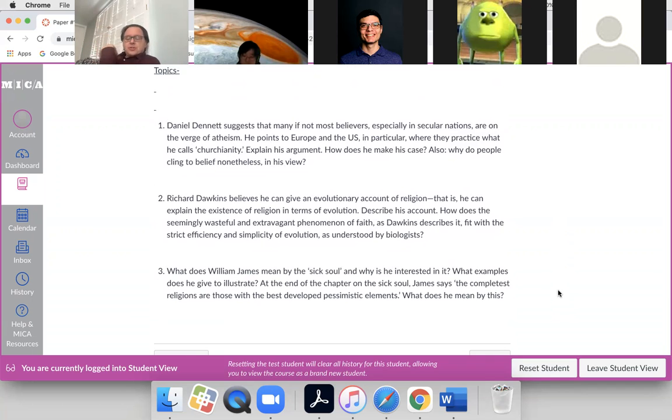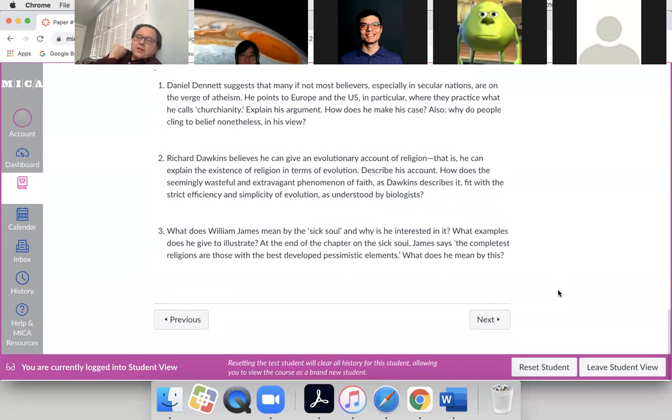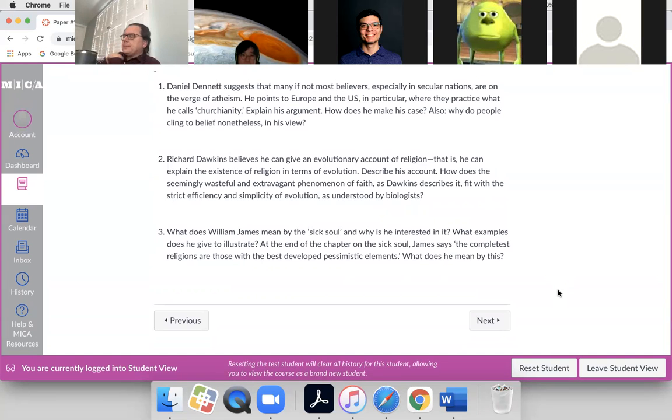Topics, I'm just going to read them over and then I'll open it up for questions. Daniel Dennett suggests that many, if not most believers, especially in secular nations, are on the verge of atheism. He points to Europe and the US in particular, where they practice what he calls churchianity. Explain his argument. How does he make his case? Also, why do people cling to belief nonetheless in his view?